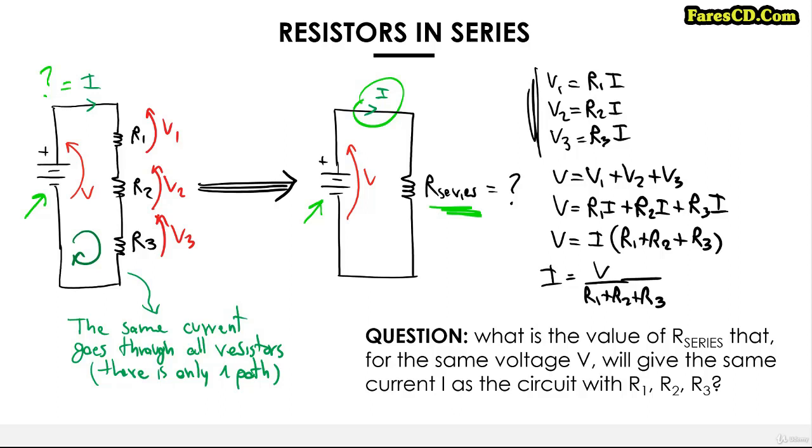Now, what we're trying to do with this exercise is to find a value for the resistance R series that will give us the same current for the same applied voltage V. It's very easy to see from this equation that the value R series has to be, to give you the same current I, is equal to R1 plus R2 plus R3. So R series will be equal to R1 plus R2 plus R3.